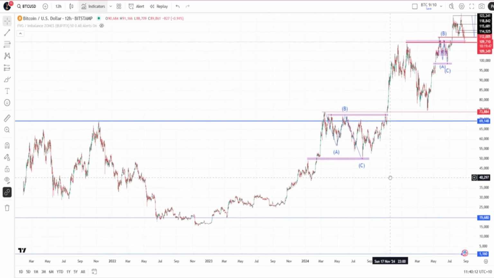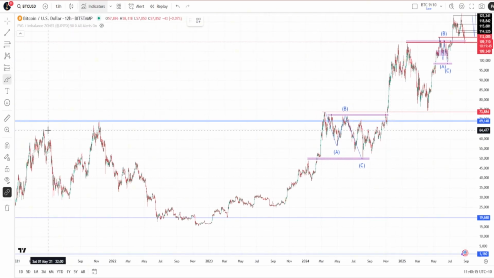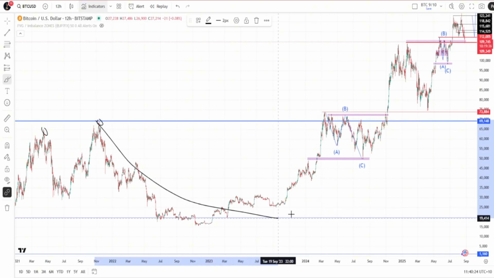Now there is one different scenario in how I see Bitcoin playing out, and it ties back to the fact that we have just been repeating the entire cycle. As you can see, we had our two tops back here at the height of 2021, we went into this long bear market, breached the highs, ABC correction, and that's the entire market cycle.